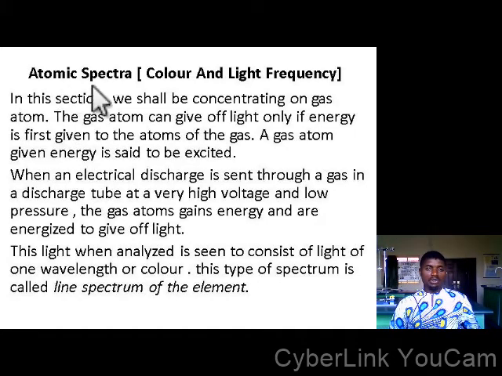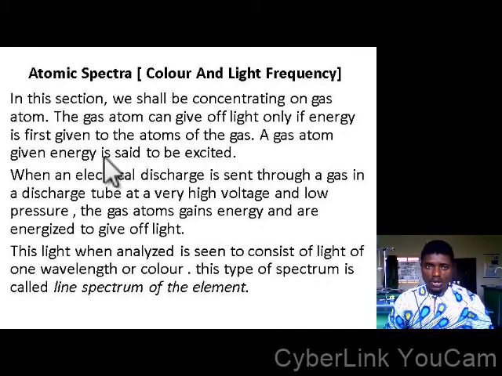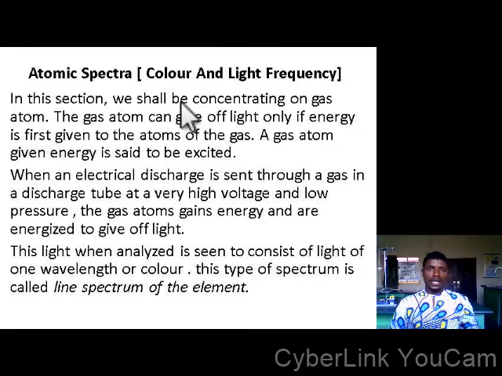We want to look at atomic spectra, or color and light frequency. In this section, we shall be concentrating on gas atoms. The gas atom can give off light only if energy is first given to the atoms of the gas. A gas atom given energy is said to be excited.